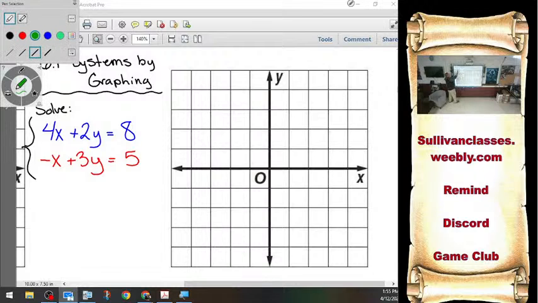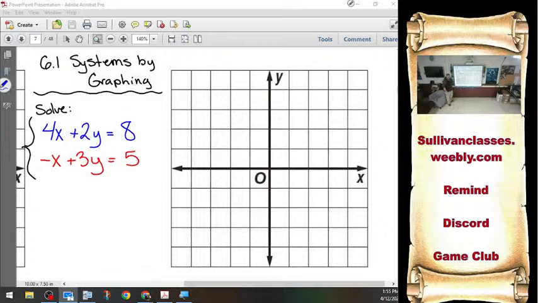Step two. Y'all remember graphing by intercepts? Standard form, section 5.5, 2 weeks ago. If I put a 0 in for y, that'll be something on the x-axis. 4x equals 8, divide by 4. X-intercept of 2. If I put a 0 in for x, I get a y-intercept of 8 divided by 2 is 4.